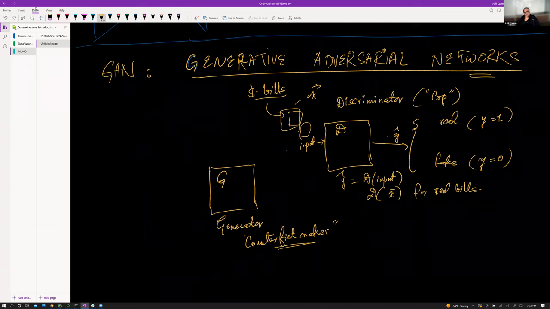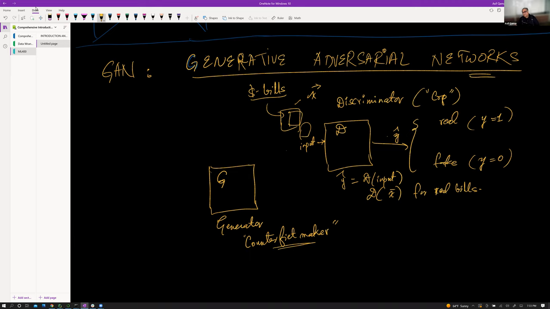Now, what about the generator? The generator is just sitting there. The generator has never seen what US currency looks like. This is the most interesting thing. Typically, when you try to fake something, you have a pretty good idea what it is, isn't it? You have seen it.